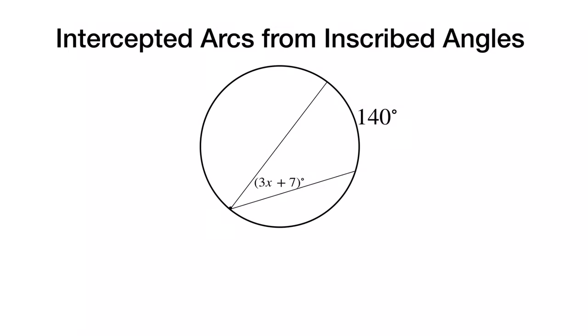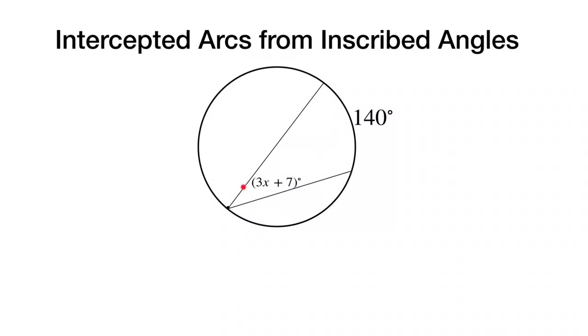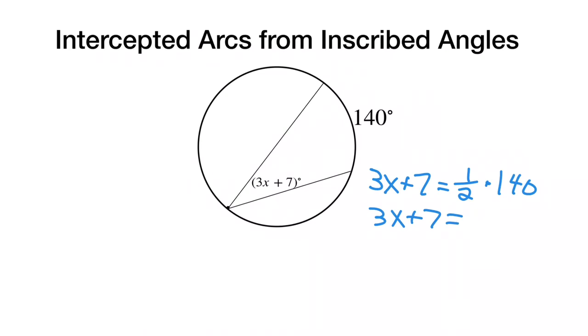Here is an example. Our inscribed angle is 3x plus 7 degrees, and our intercepted arc is 140 degrees. So we set our angle measure to half of that intercepted arc of 140. So half of 140 is 70. Subtract that 7. Divide by 3, and there is our x.